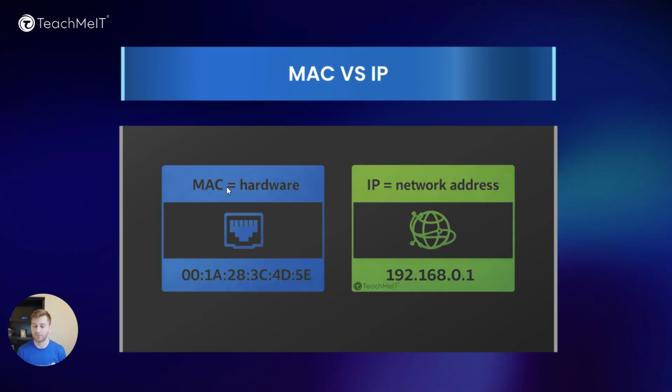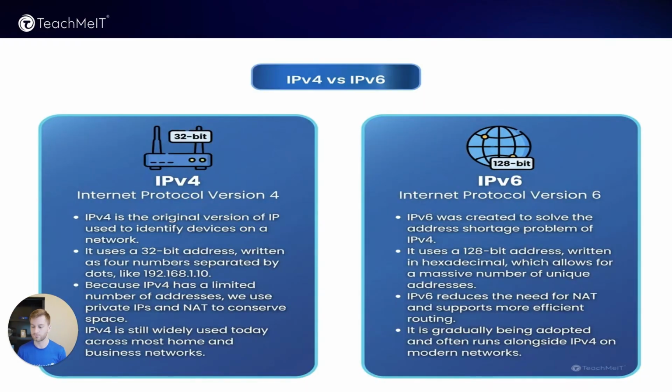Here is an example of a MAC versus IP address. So MAC, remember, that's our hardware address. This is what it would look like. And then IP is our network address. This is just an example of what that would look like.